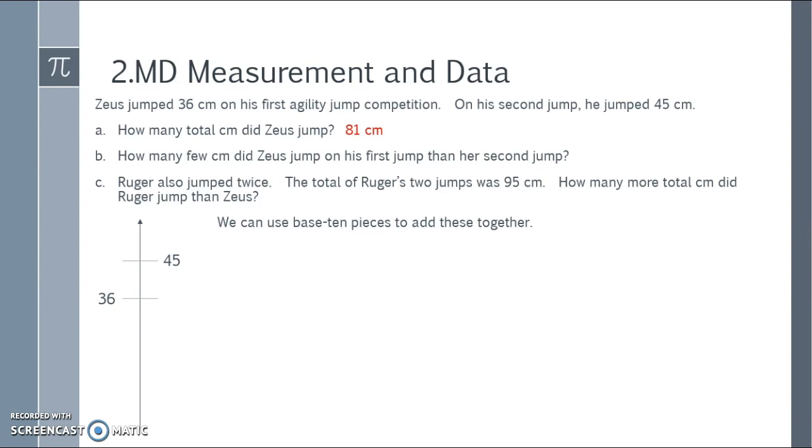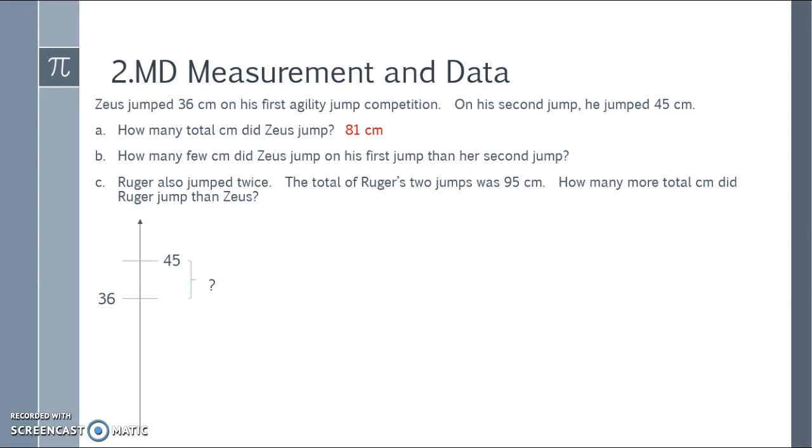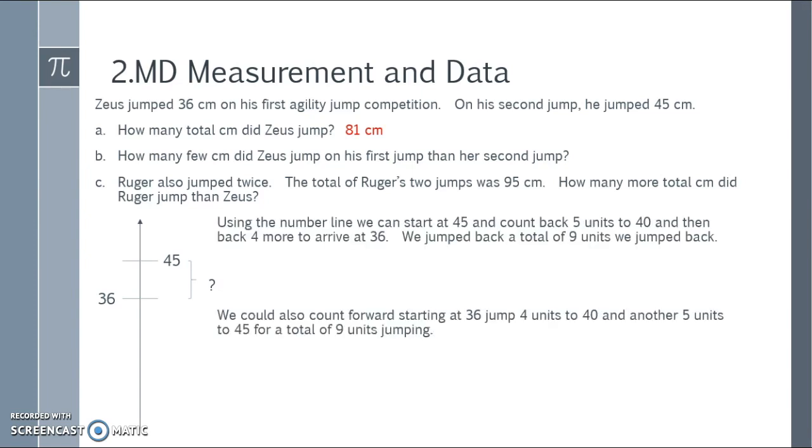How many fewer centimeters did Zeus jump on his first jump than his second jump? So I ideally want to know the difference between 36 and 45. So using the number line, we can start at 45, count back 5 units to 40, because that would be a milestone, and then 4 more backwards to arrive at 36. So we jumped back a total of 9 units.